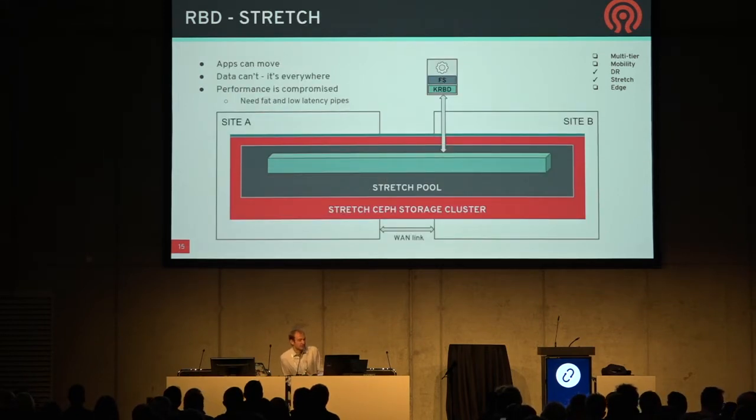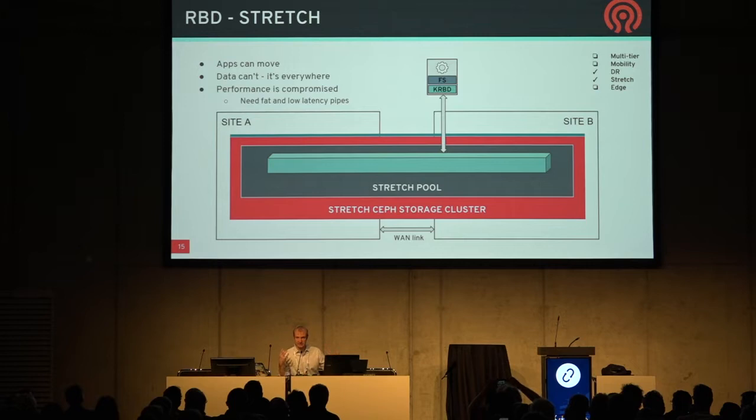Another scenario that you can do is stretch. So you can take a single Ceph cluster and span it across multiple geographic sites. That means that all of your data, assuming you set this up properly, is going to actually exist in both sites. If one of those sites goes down, your cluster is still available if you have a third monitor. So this satisfies both sort of the disaster recovery case and the stretch case where your data is available in two locations at the same time.